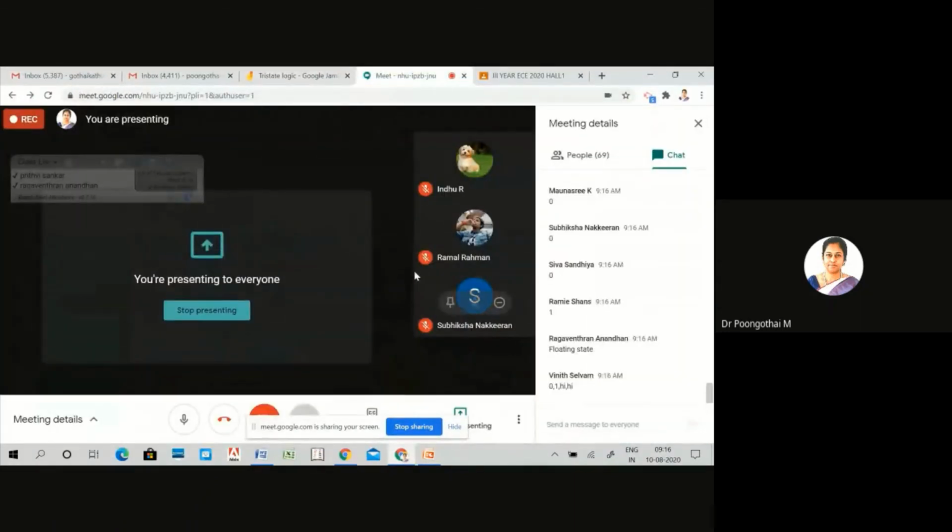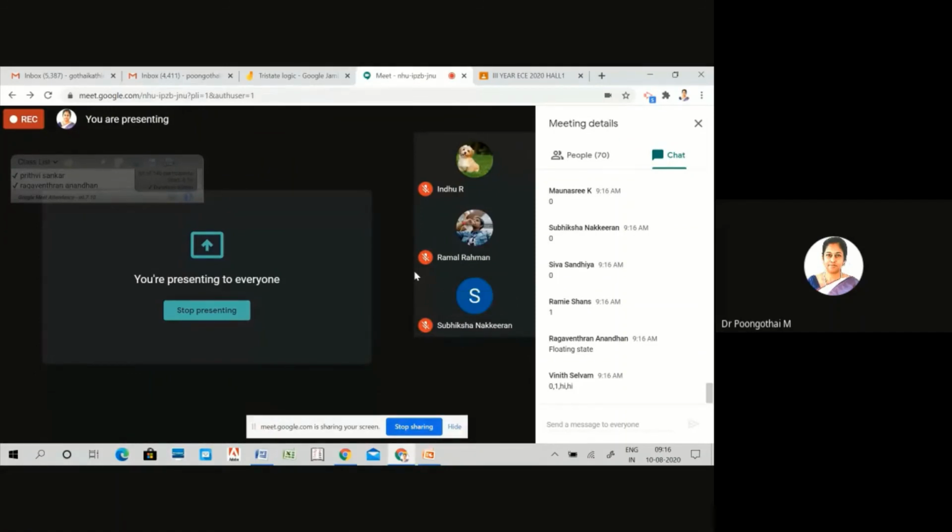Do you have any doubts? So next class we will see the 8051 architecture, that is the block diagram of 8051. Any doubts?